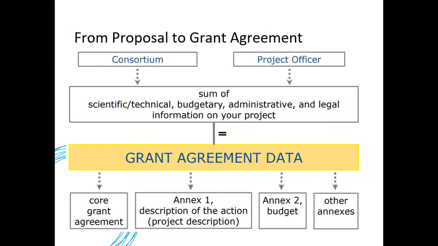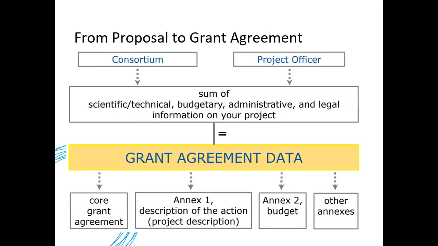So, in summary, as I mentioned, during the grant preparation phase, you will be assigned a project officer, who will be your contact person with the Commission, and any queries and issues are dealt with directly by the project officer. Your grant agreement is made up of some sections. So you have the core grant agreement, which is the usual grant agreement.